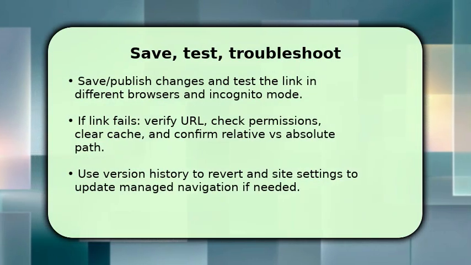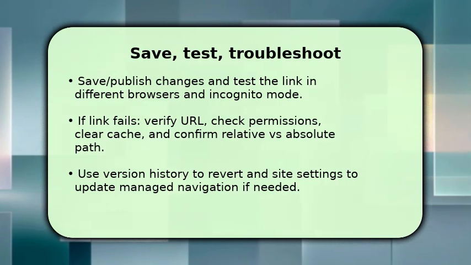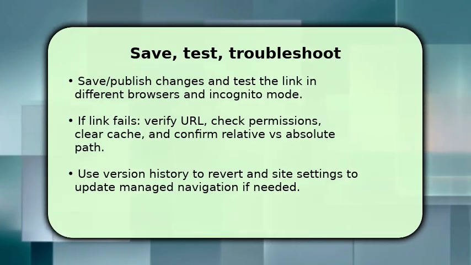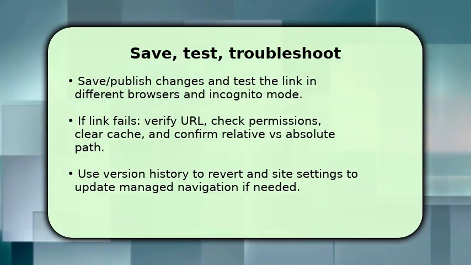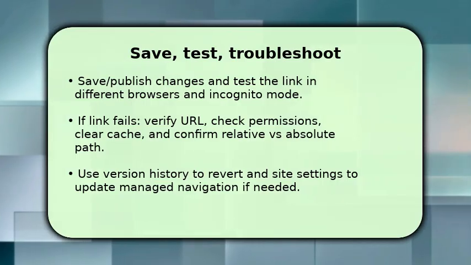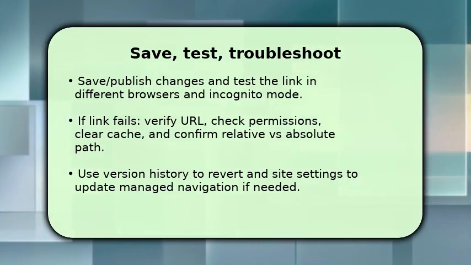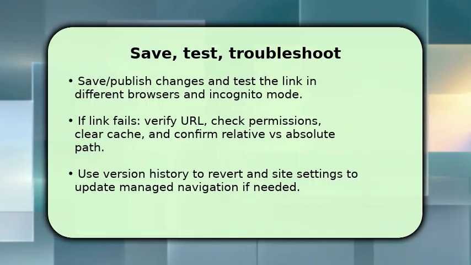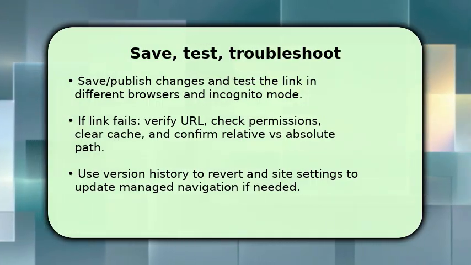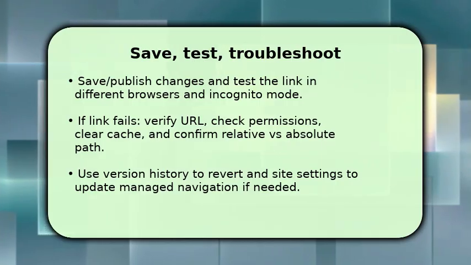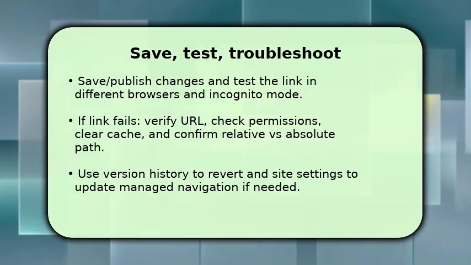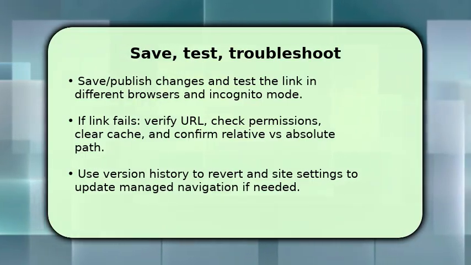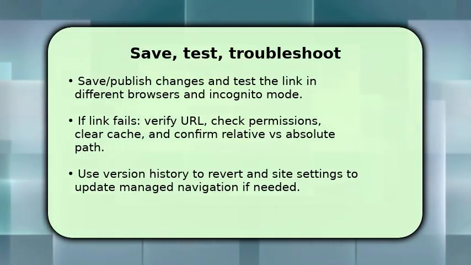After adding the link, save or publish the page and immediately test the link as a typical user. Open it in another browser or incognito to confirm behavior. This helps catch caching or permission issues. If the link breaks, verify the URL spelling, ensure the target resource allows access, and consider whether you used a relative versus absolute path incorrectly. Clear your browser cache and revisit permissions. Finally, use site content, site pages, version history to revert mistakes or update managed navigation in site settings if necessary.